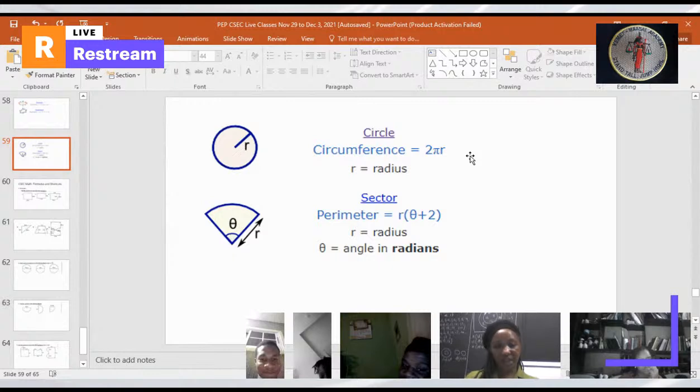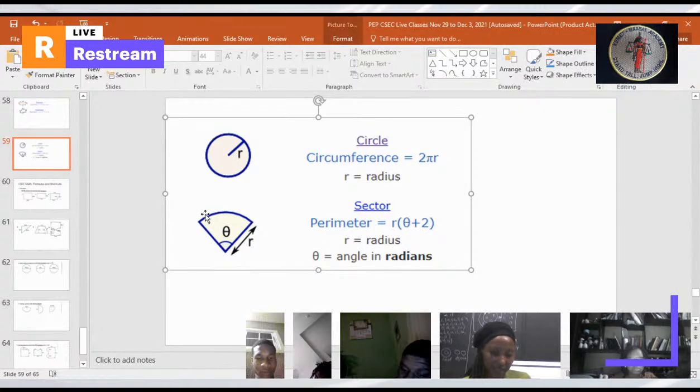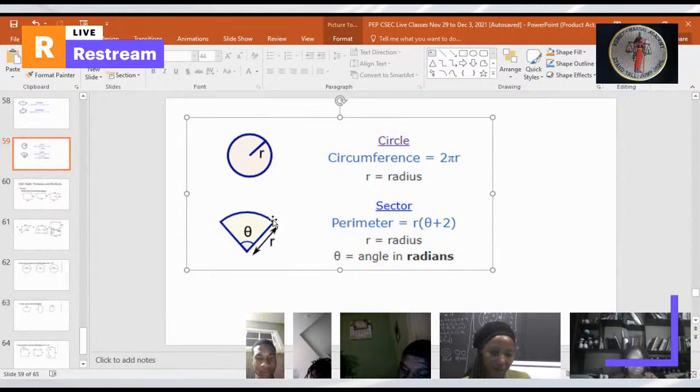Now look at that shape under the circle. That's called a sector. And usually we refer to it as a slice of pie or a slice of pizza. If you want to find the perimeter of that sector, you would have to find the arc. So look where I'm pointing. This curved part here is the arc, right? The arc is a fraction of the circumference.